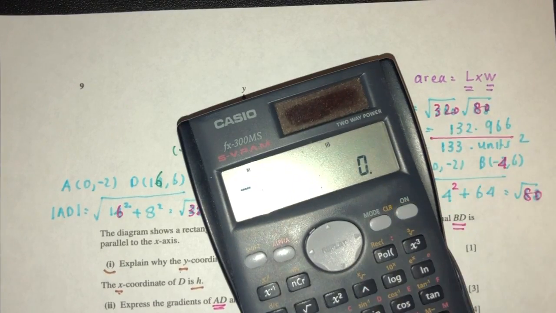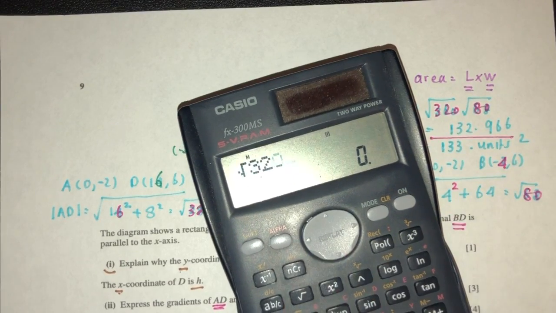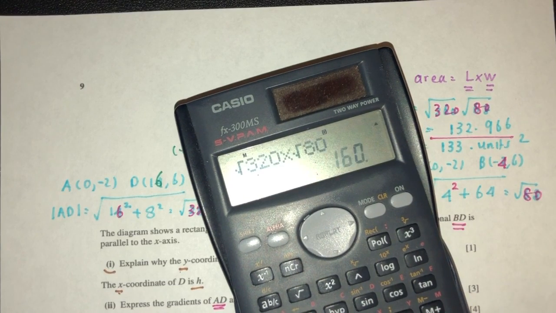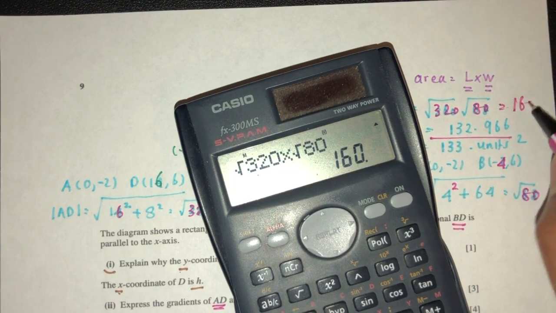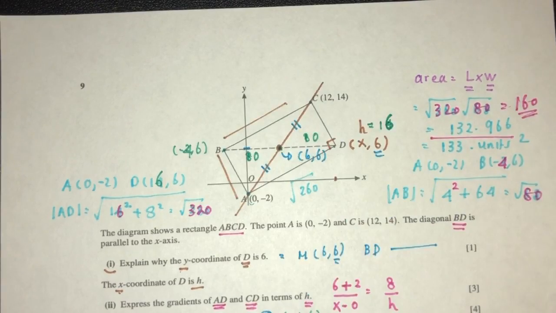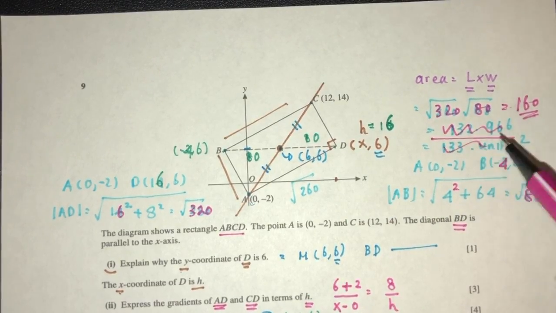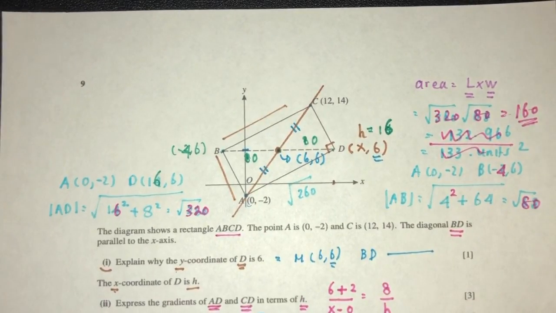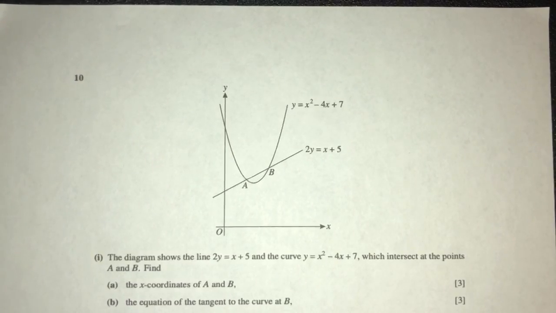Let's see what we have. So root 320 times root of 80, that will give you the value of 160. So finally your area will be 160 units squared instead of this, because of this silly mistake. So be careful and always double check your answers at the end. Okay, so let's move on to the next question.